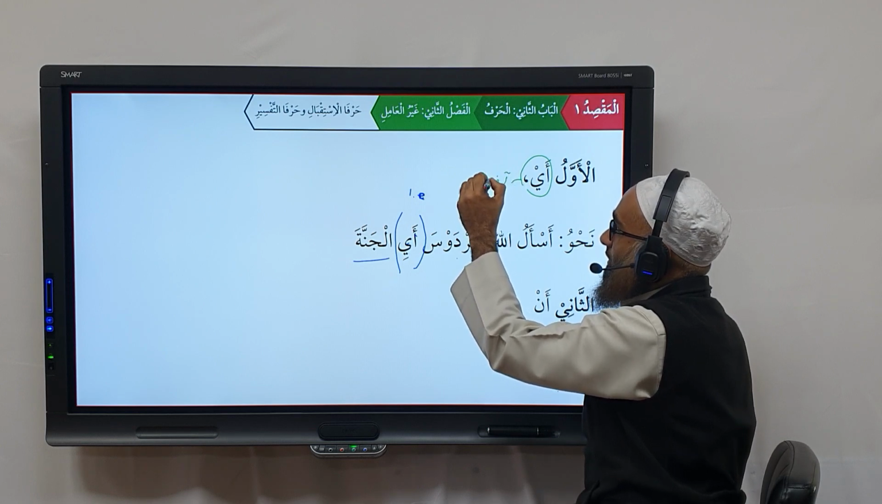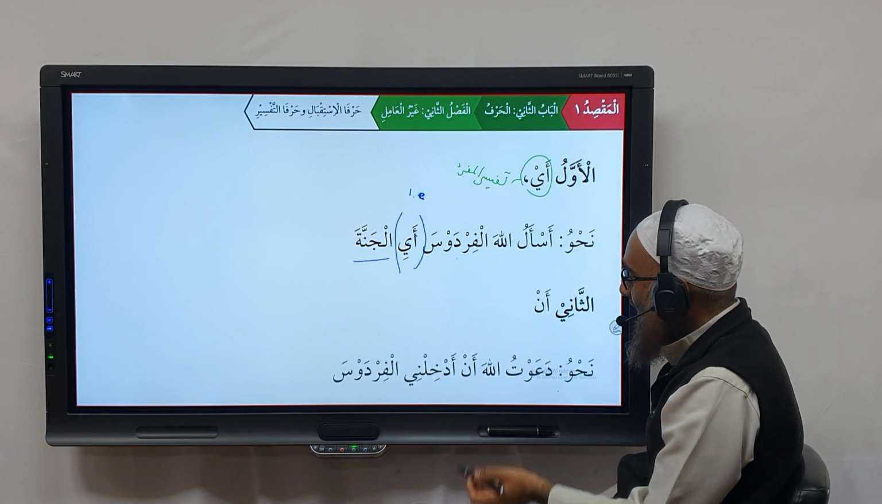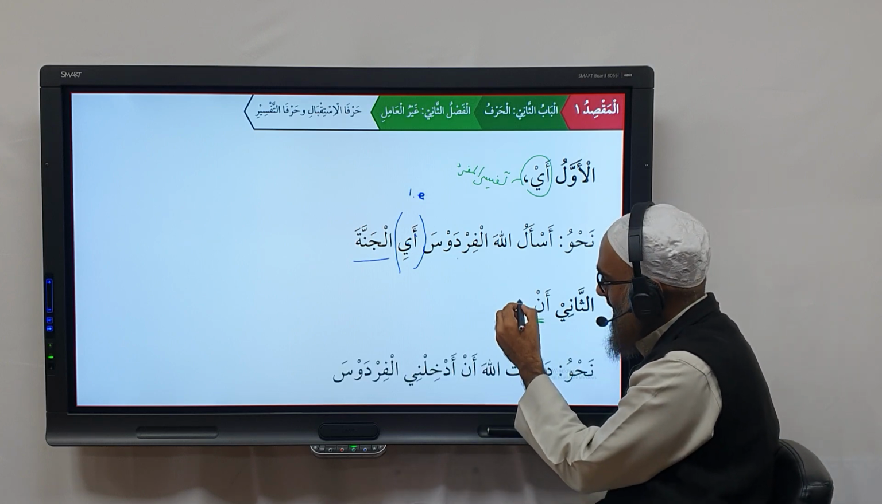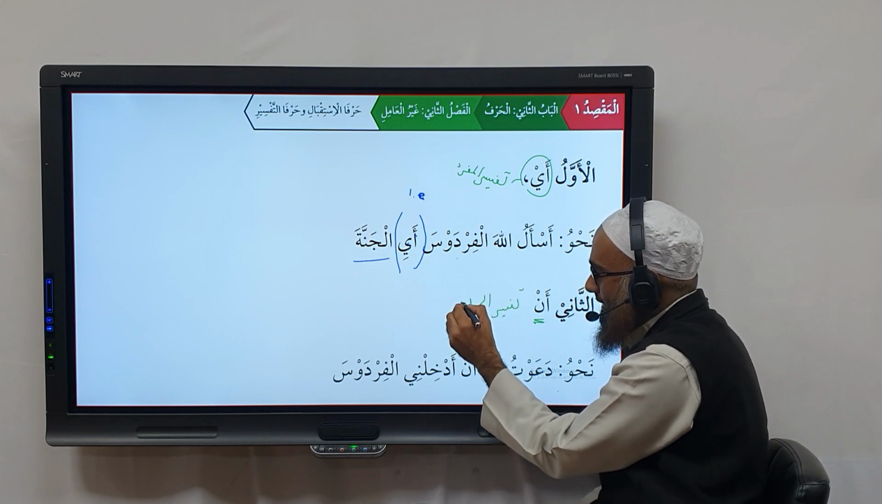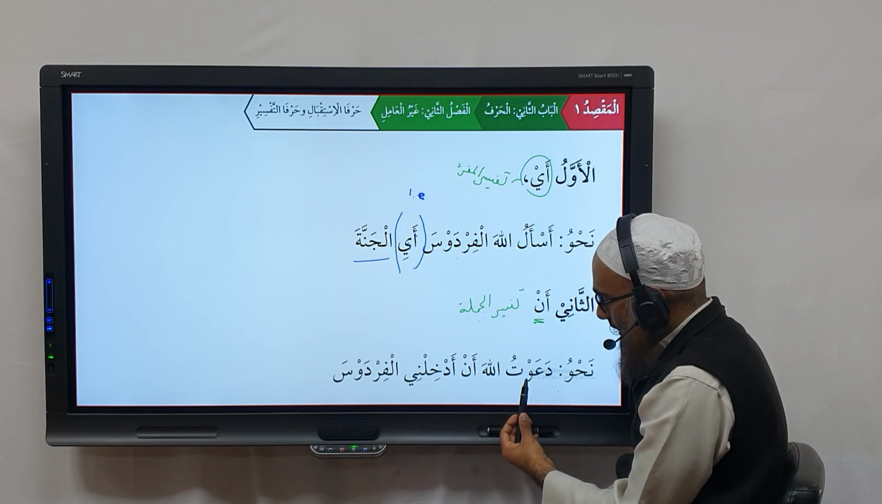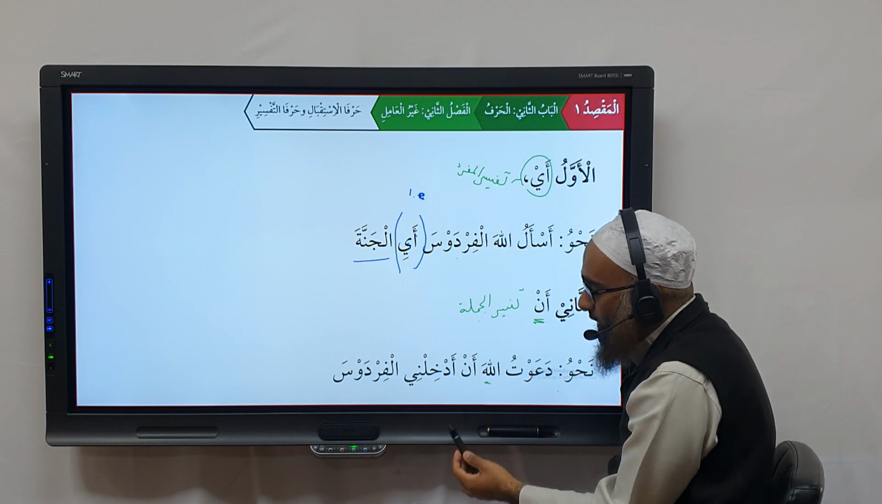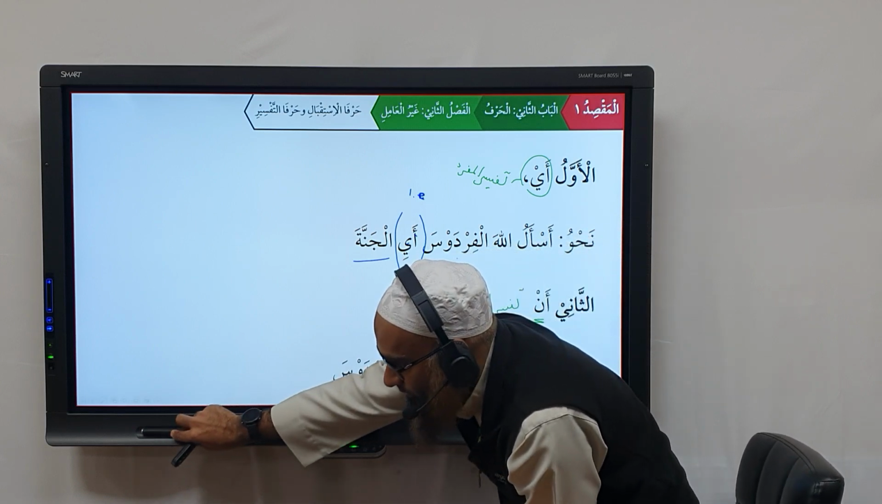It's for tafsir al-mufrad. Usually for tafsir al-mufrad. And an is for what? Tafsir al-jumla. This is usually for what? Tafsir al-jumlati. So after an, you normally have a jumla. Da'awtu Allah, I make dua to Allah. What dua do I make to Allah? An adkhilni al-firdawsa, that He gives me entry into Jannah.